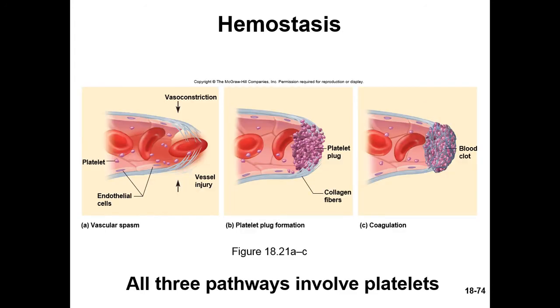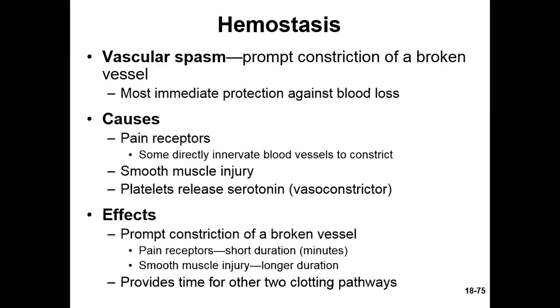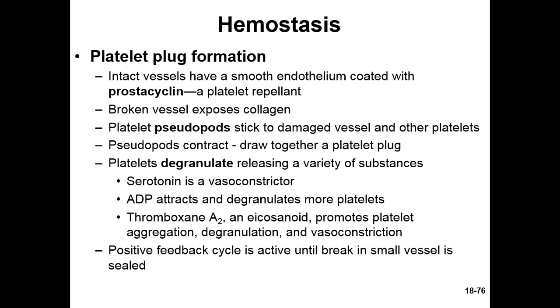Right. This is a platelet plug. You have the vascular spasm where you get intermittent contraction. Each time it contracts, it closes, but when it releases, it opens again. And then the last one is the clot. Alright, hemostasis, again, intermittent protection. Pain receptors and smooth muscle injury can cause it. Serotonin, which is a vasoconstrictor, provides time for the clot pathway to take place.